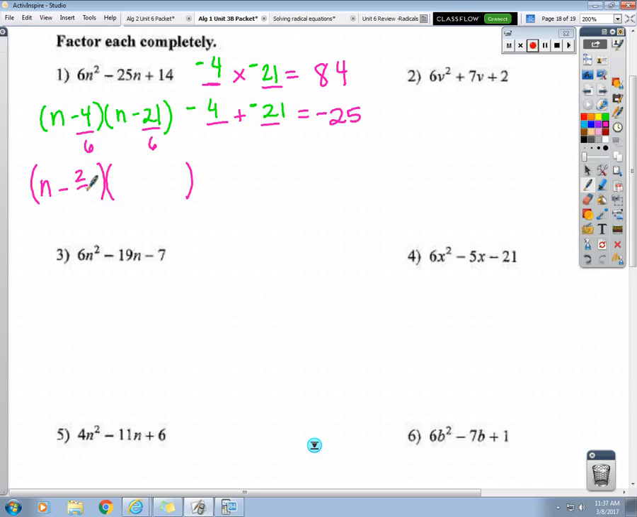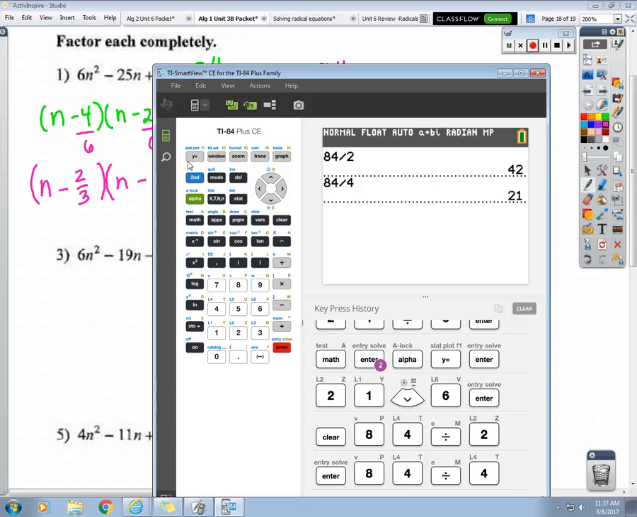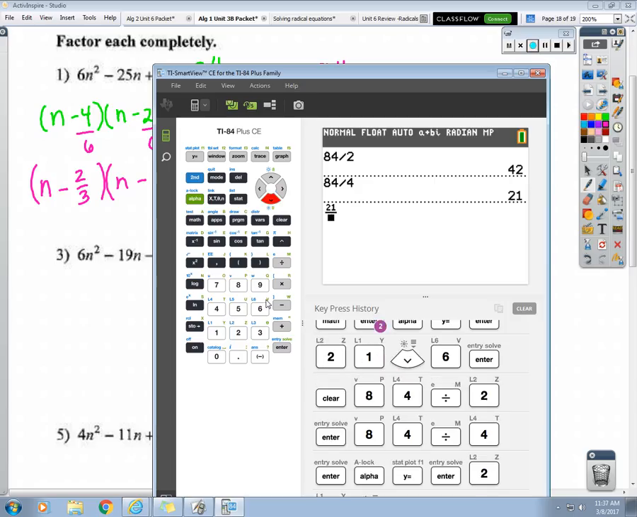2/3. And then n minus, what will 21 over 6 reduce to? Look, if you're having trouble reducing in your head, watch. If you go to alpha y equals n over d, then type in the fraction that you're trying to reduce, it will reduce it for you. 7 over 2.